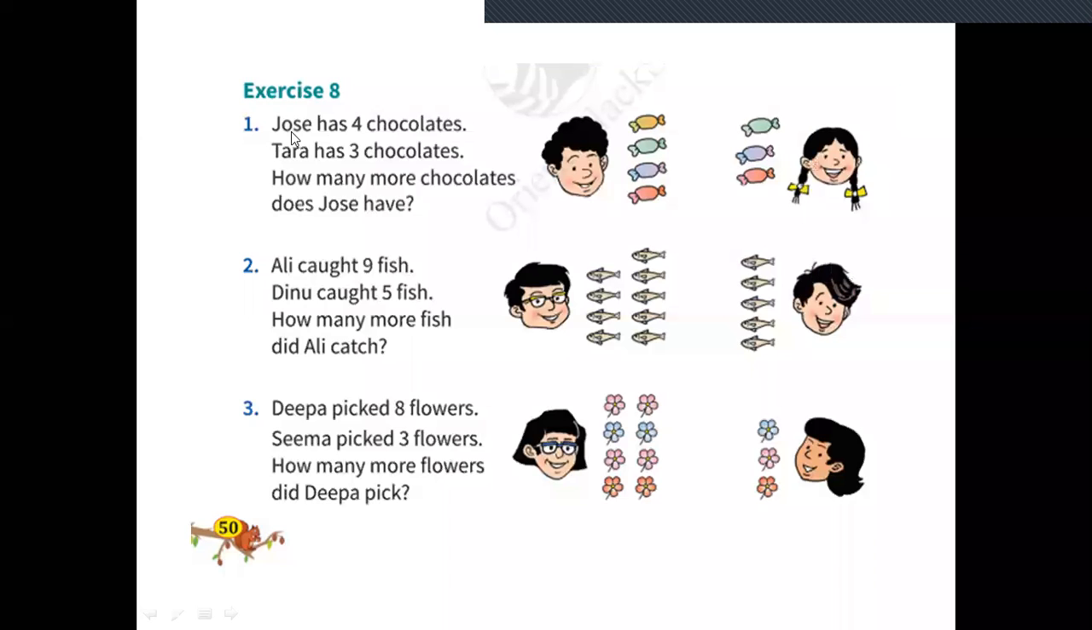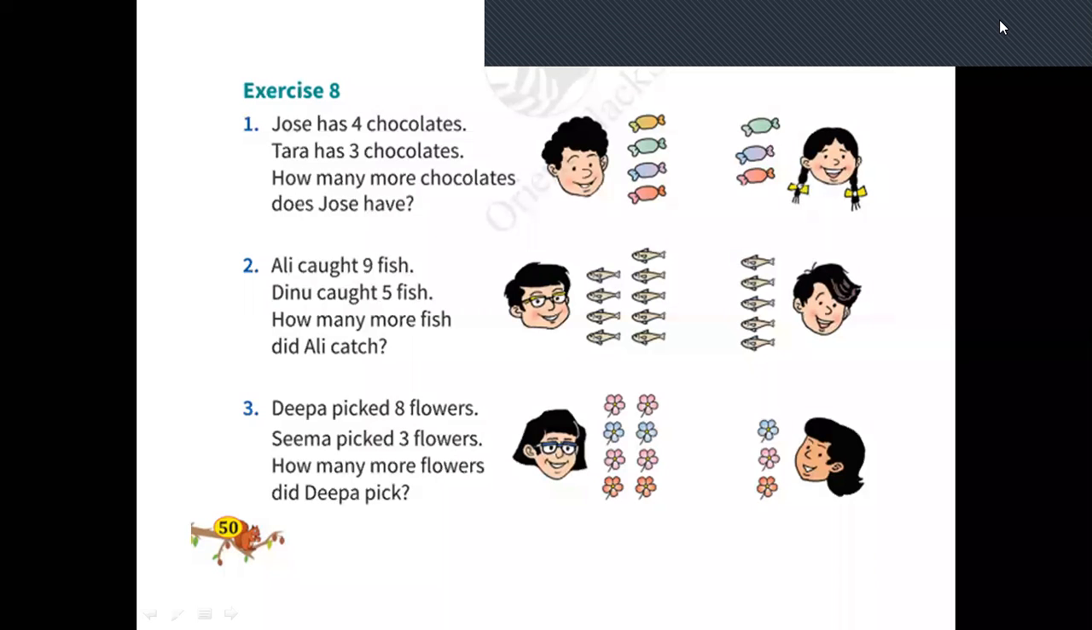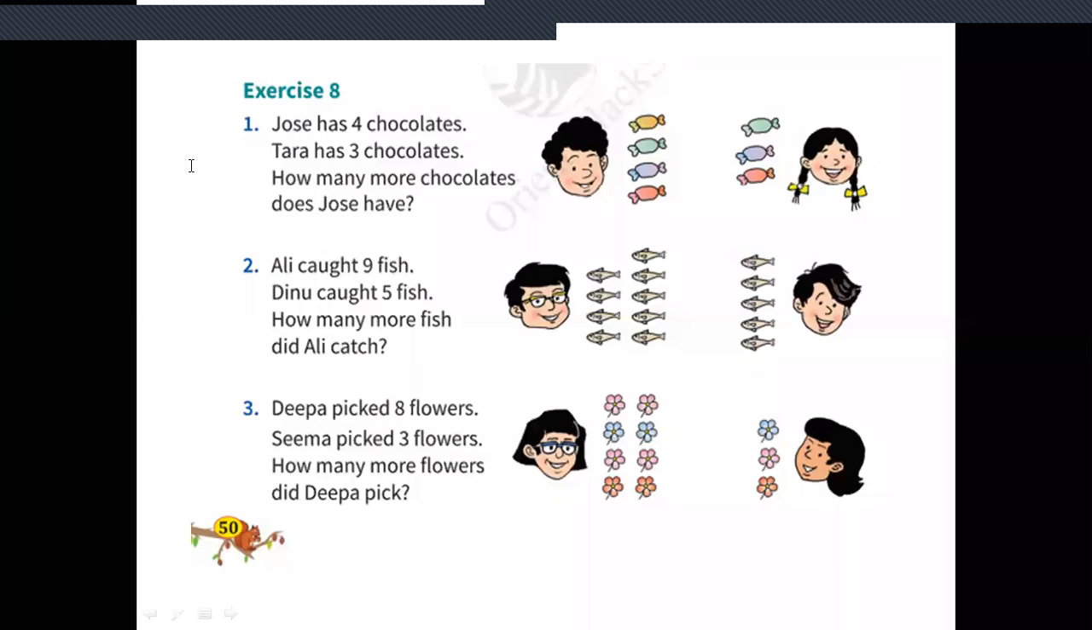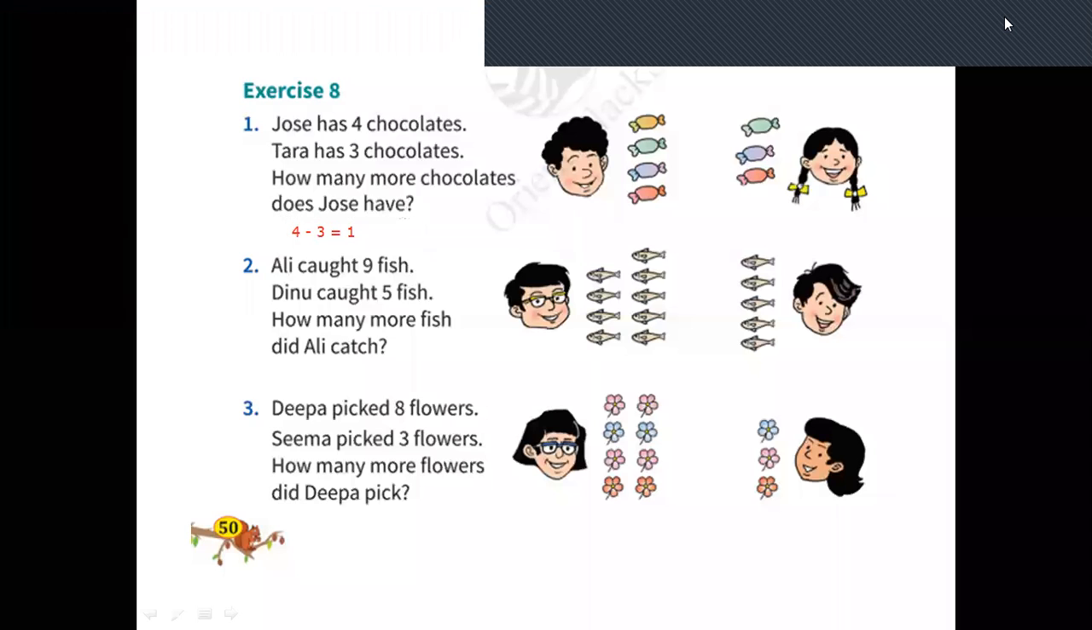Next, see, similar to that we will do these sums. Jose has 4 chocolates. Tara has 3 chocolates. How many more chocolates does Jose have? Now we have to do the subtraction. See here, Jose has 4 chocolates and Tara has 3 chocolates. So you have to subtract this. 4 in your mind, 3 on your finger. Before 4: 3, 2, 1. So how many are left? 1 is left.